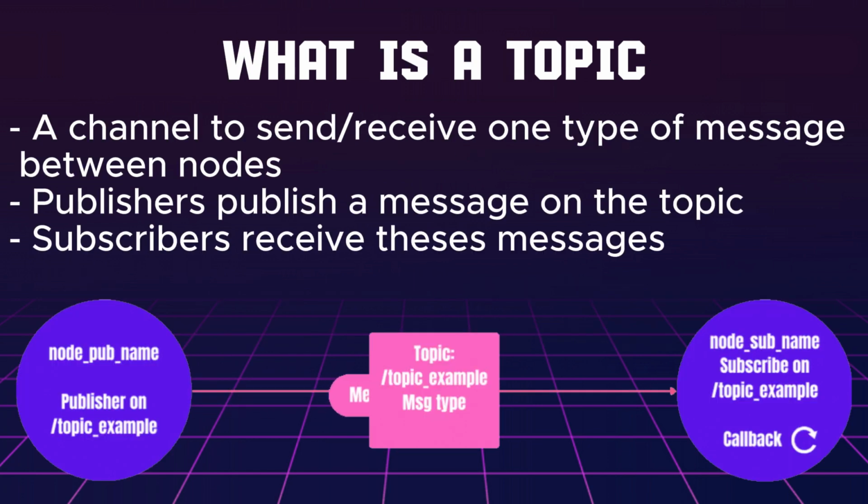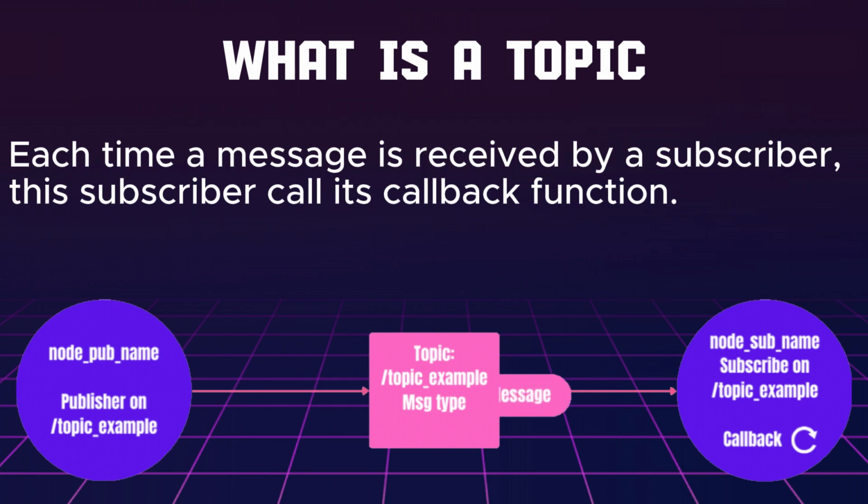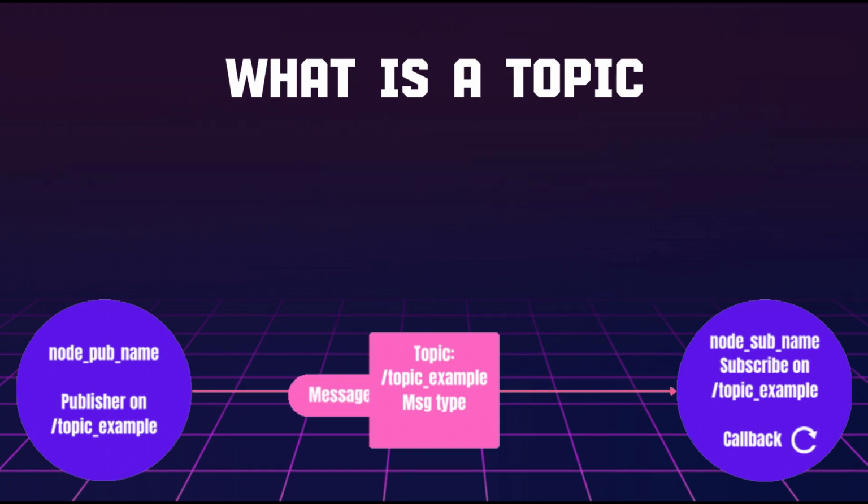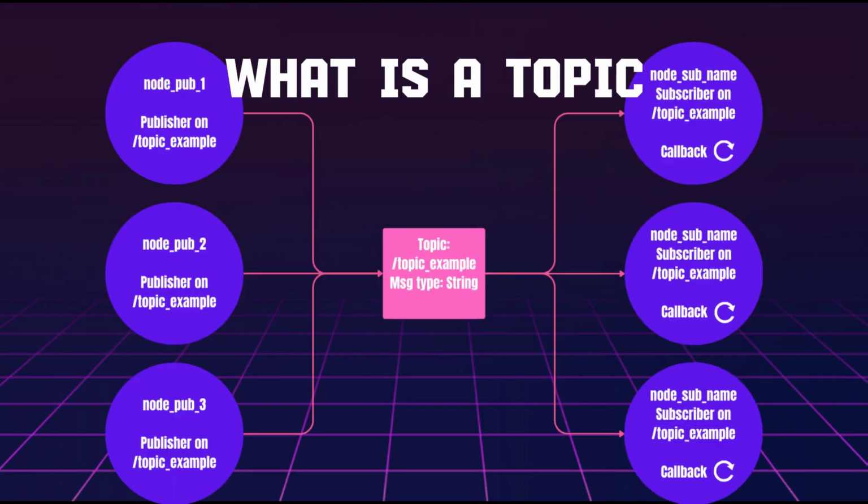A topic is a channel where nodes can send and receive one type of message. The basic example is one node, the publisher, sends a message to the topic, and another node, called the subscriber, receives this message by subscribing to the same topic. Each time a message is received by the subscriber, an event named callback that executes a function is triggered. A lot of different configurations are possible: one-to-one, one-to-many, many-to-many.